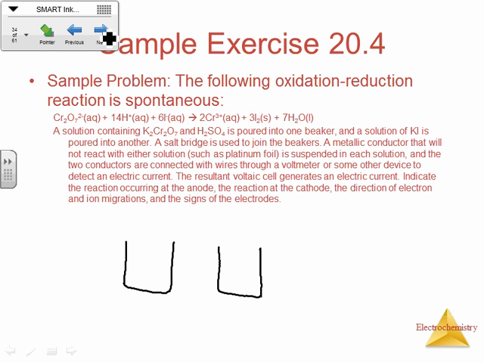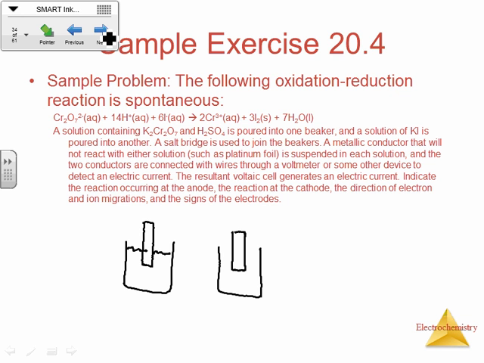So this is our redox reaction, okay? What we've got to figure out, looking at oxidation numbers, is where the oxidation is happening and where the reduction is happening in this thing. We've got platinum foil that's being used as the metallic conductor, okay? So that's suspended in each of the solutions. I'm really not good at drawing these things, but we'll just put a piece of metal suspended in each of the solutions, okay?